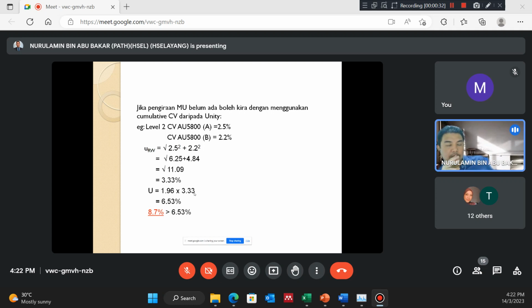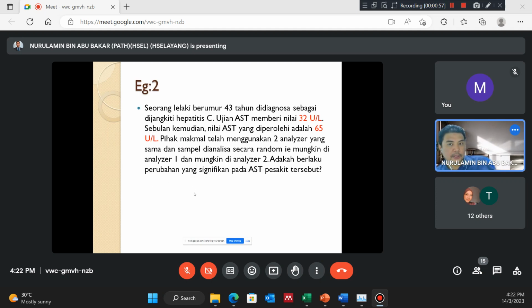The factor from the SD tu dah cukup besar untuk kita jadikan dia sebagai komponen, salah satu komponen dalam MU assessment. But still, if you use the QC software assessment, still 8.7% of difference is more than our combined SD, our combined expanded SD from the Unity software.